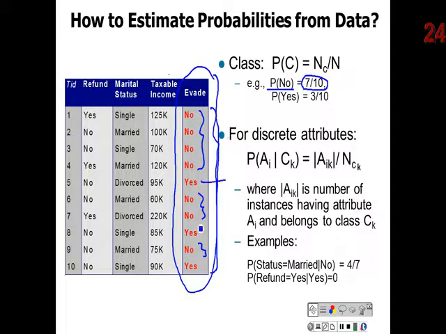How much is the probability of yes? We have a 3. So the probability of the yes is 3 over 10. Okay?